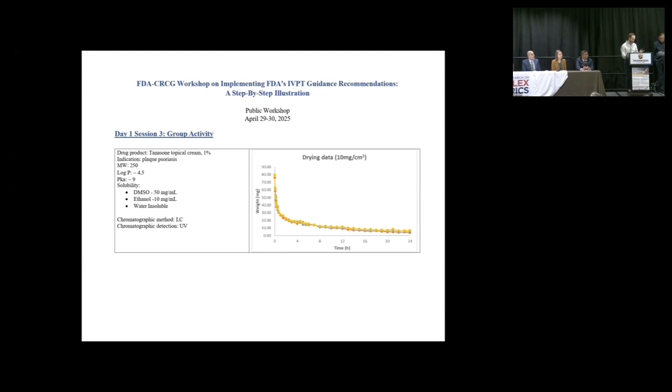You could, of course, increase the dose. You could decrease the volume of the receptor. You could try to increase the length of your study from about 50 hours to 96 hours, just in case you're missing that tail.